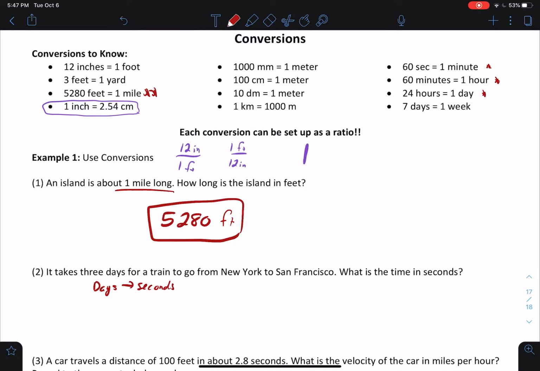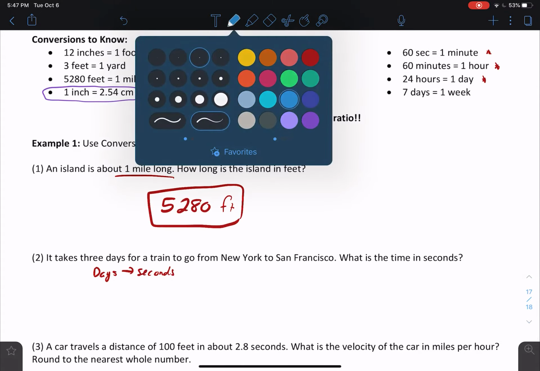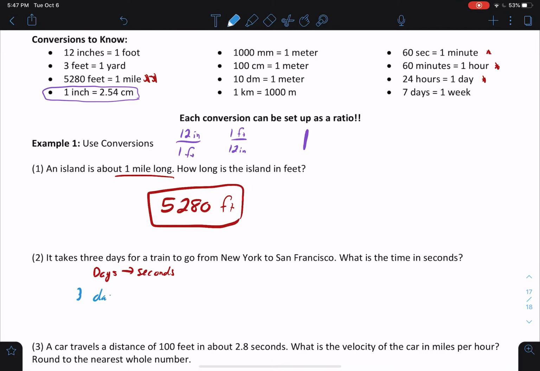All right, so what am I going to start with? I'm going to start with the fact that this is 3 days. That's what I'm trying to convert. I'm trying to convert 3 days and figure out how many seconds that is. So I need to convert days into hours first because that's this ratio that I know. So am I going to multiply this by hours over days or days over hours? Because that's what we're going to actually be setting up.